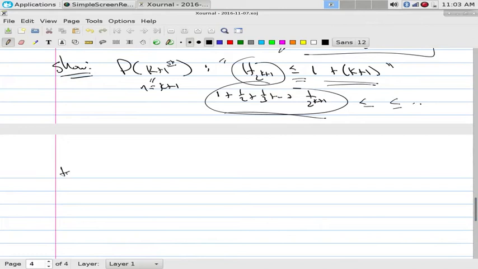And so I'm going to take h of 2 to the k plus 1, which is equal to 1 plus a half plus a third plus dot, dot, dot. And I'm going to write a big plus. Leave yourself a big blank here. Plus 1 over 2 to the k plus 1.